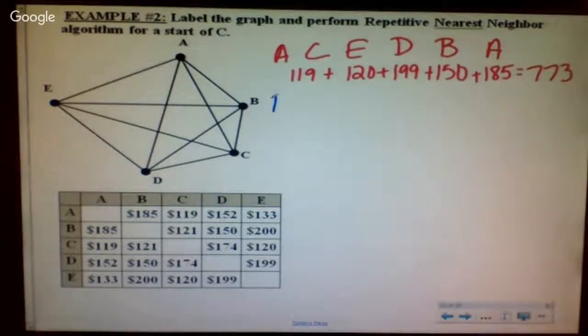Okay, I need to do it again. This time I need to start at a different vertex. So let's start at B. If I start at B, who's my nearest neighbor? So B to C. I agree. 121. Okay, so we've gone B to C. From C, I can either go to A, D, or E. Where are we going? A. A is 119.